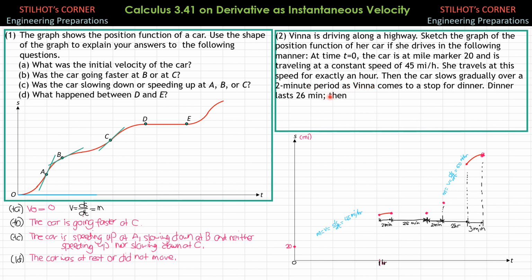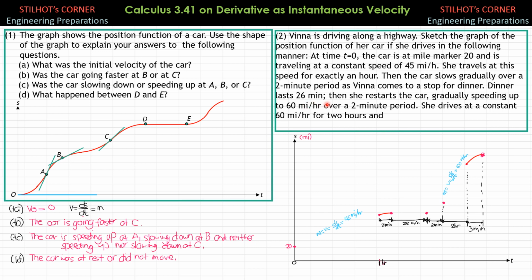Then the car slows gradually over a 2-minute period as Vina comes to a stop for dinner. Dinner lasts 26 minutes. Then she starts the car, gradually speeding up to 60 miles per hour over a 2-minute period. She drives at a constant 60 miles per hour for 2 hours and then over a 3-minute period gradually slows to a complete stop.